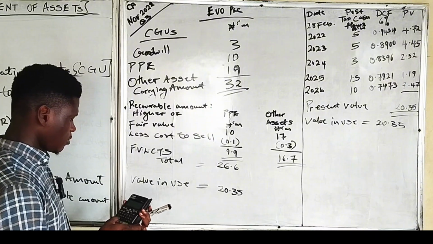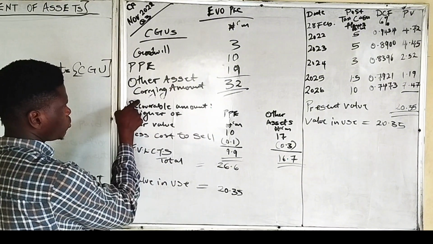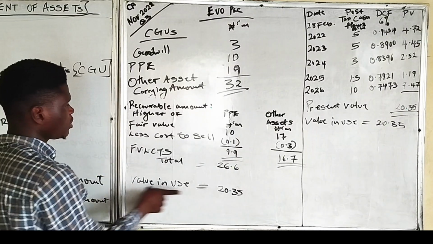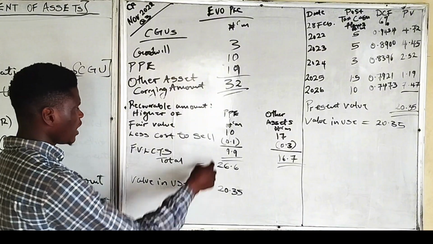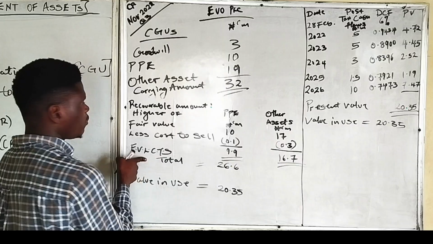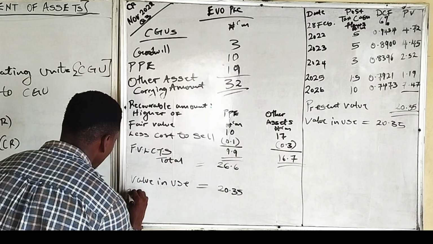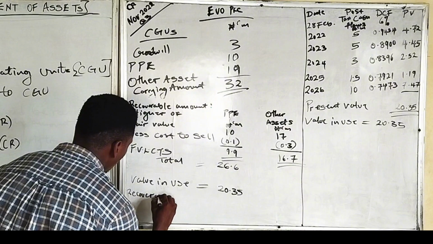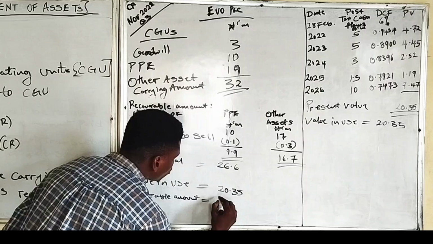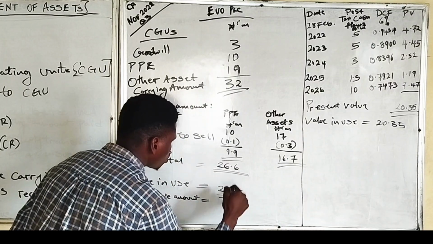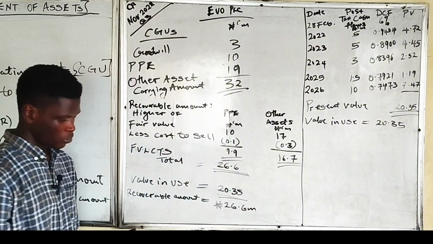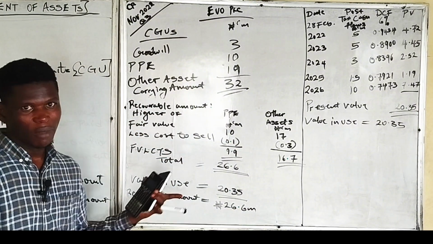Remember that we said our recoverable amount is the higher of the fair value. Now we've gotten the total fair value less cost to sell, and now we've gotten our total value in use. So the higher of the two becomes our recoverable amount. So the higher of the two is the fair value less cost to sell. So automatically our recoverable amount equals the 26.6 million. So this becomes our recoverable amount.